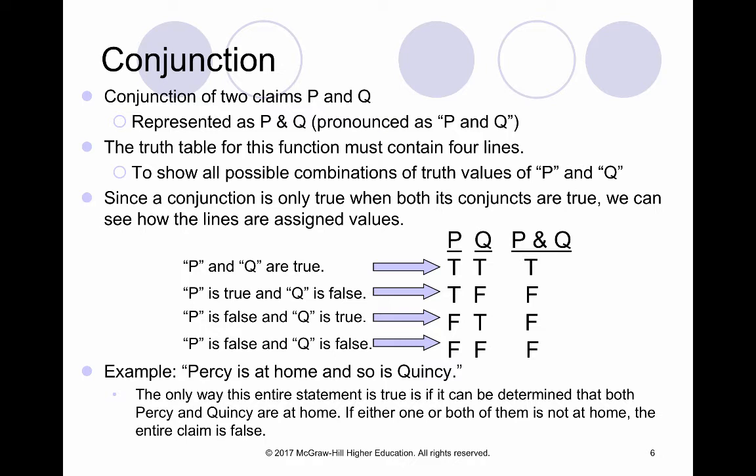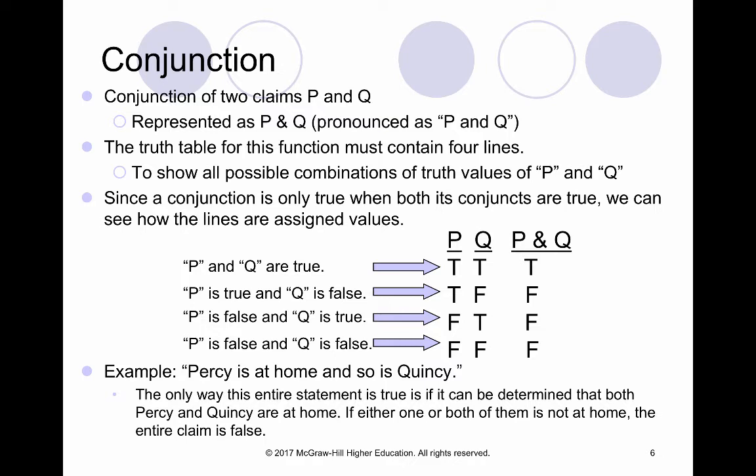Remember, in order for a conjunction to be true, both of its smaller claims must be true. If either or both of them is false, the entire conjunction is false. Because you're dealing with all the possible truth values of the combination of both the claims, there are more lines on this truth table than the last one. You need 4 lines to show all the possible combinations of true and false.